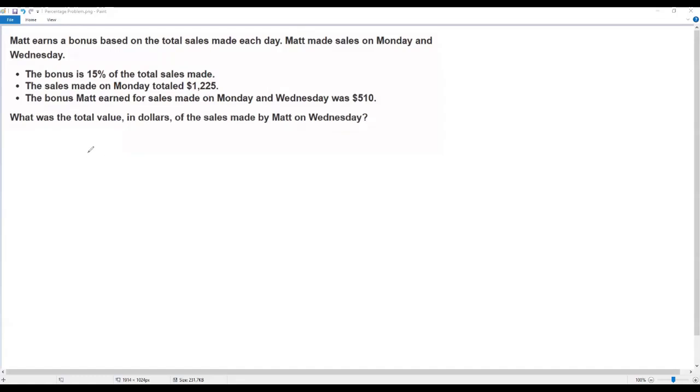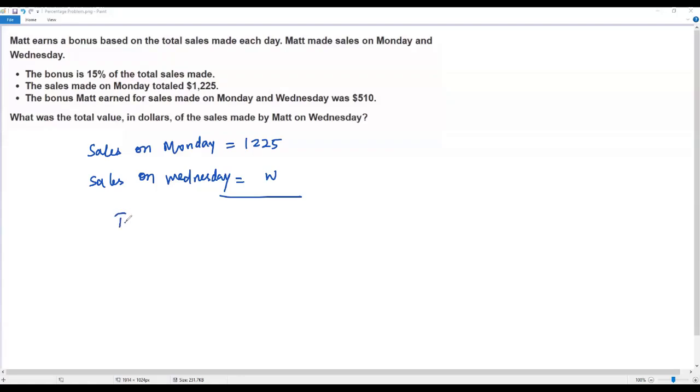Okay, now let me write the stuff over here. Sales on Monday, that is given in the question, is equal to $1,225, and sales on Wednesday equals, that's what we have to find. Let me assume the sales on Wednesday as W.